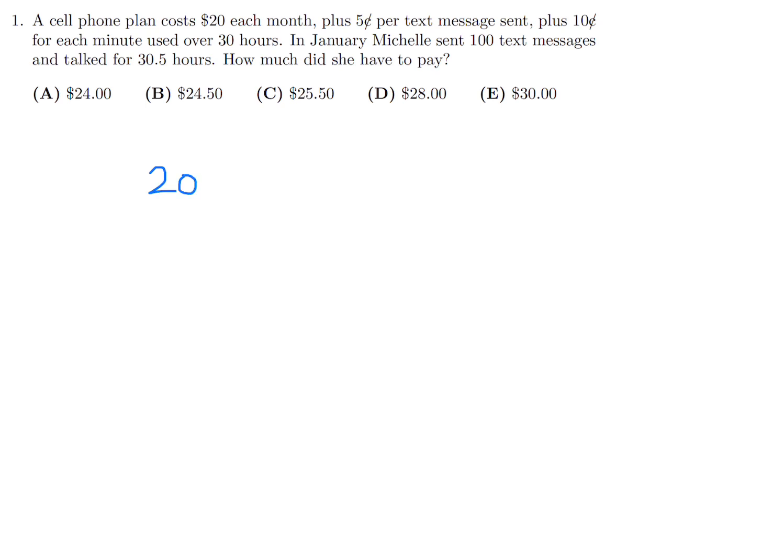She pays $20 for the basic rate of the plan, then 100 of those texts, and each of those costs 5 cents, so 0.05. And then how much did she go over 30 hours? Half an hour, right? Which is 30 minutes, because we have to calculate this rate by minutes. So 30 minutes times 10 cents for each of those extra minutes.